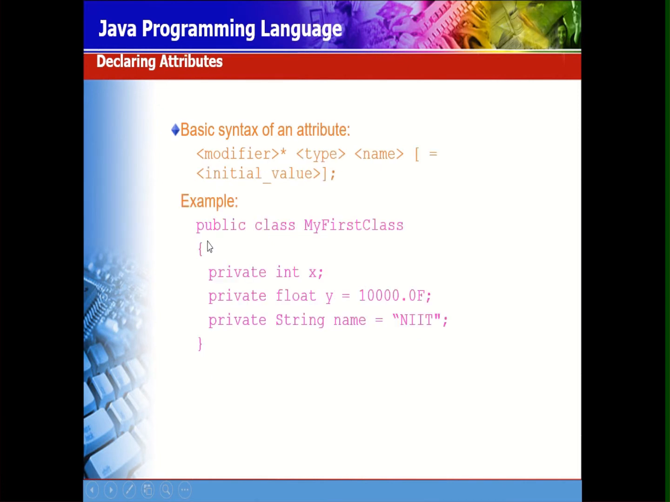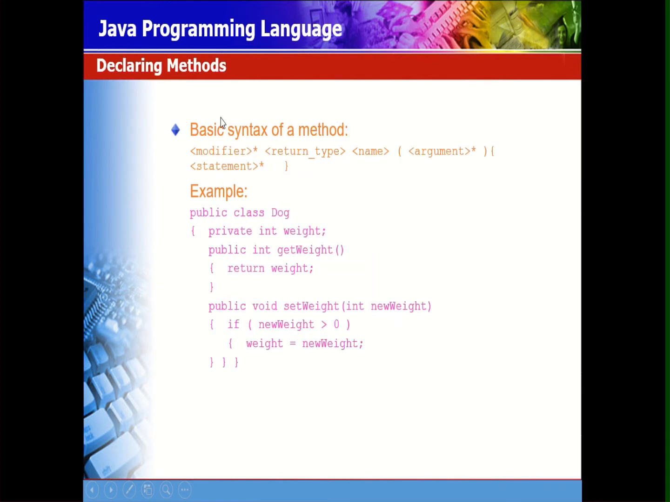Now declaring the attribute, the basic syntax is modifier, type, name and initial value. In the same class we have declared three attributes: int x, float y and String name. Now how will we declare a method? So the basic syntax of the method is modifier, then the return type, name, argument list if any, and the statements. So here is a class Dog in which we have declared an attribute called weight, and these are the methods, containing one or two statements.